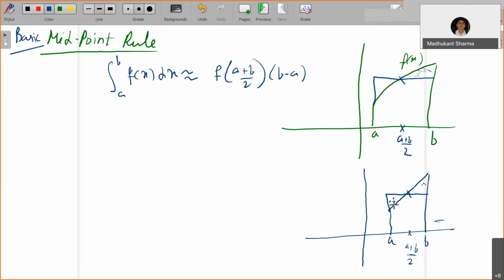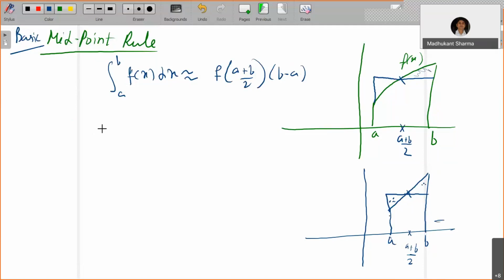So instead of taking the left-hand point or right-hand point, if you take the midpoint of the interval, it is expected to be exact up to a degree one polynomial. Whether it is or not, we are going to see. So what you can now do is show what the error term will be here.